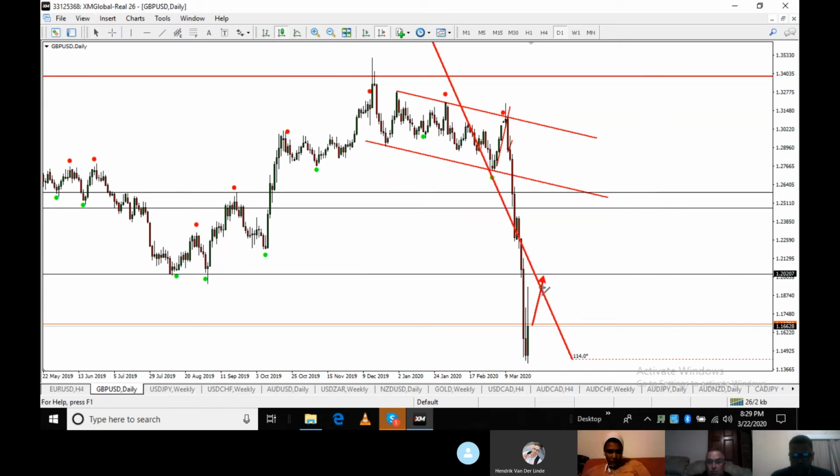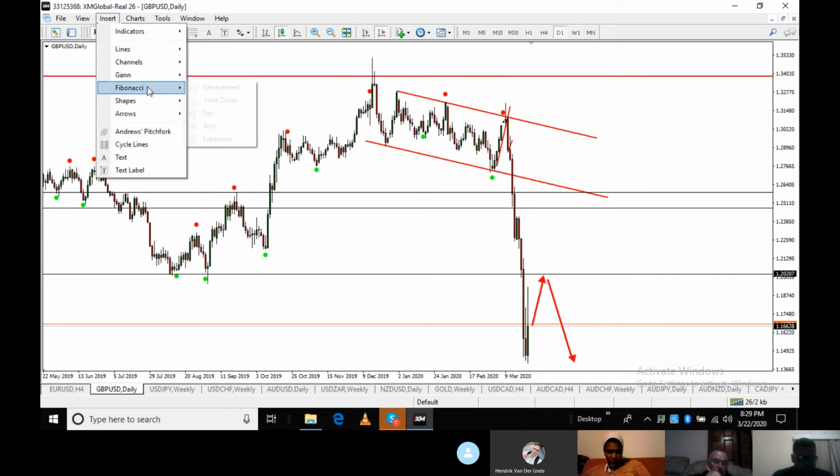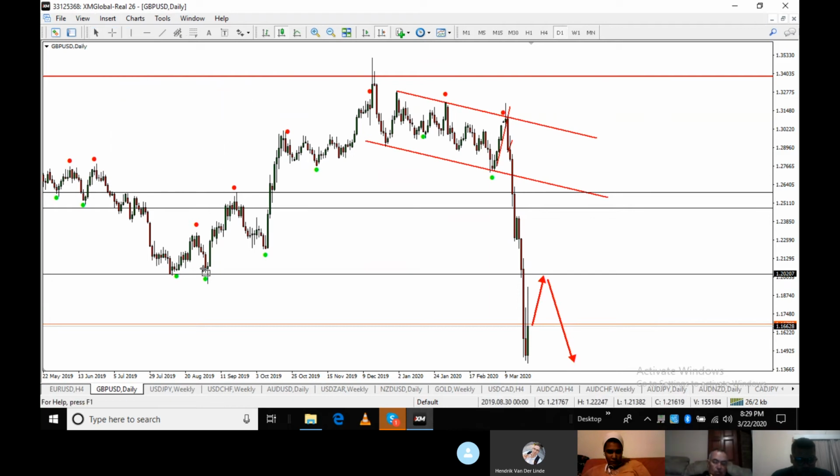So this would be what I would be expecting for GBPUSD, with the rejection here.